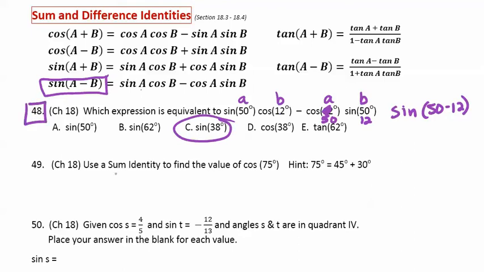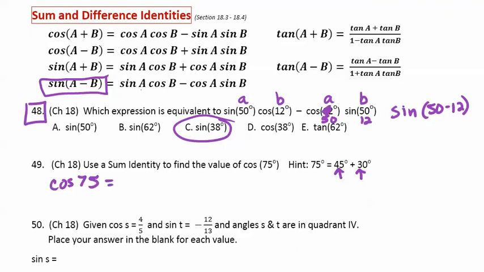All right, use a sum identity to find the cosine of 75. We don't know the cosine of 75, but we do know that it's made up of two of our special angles that we do know. We do know the unit circle for 45-45s and 30-60-90s. So let's set up the cosine of a sum.